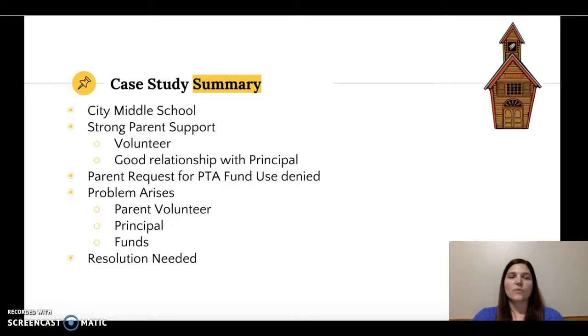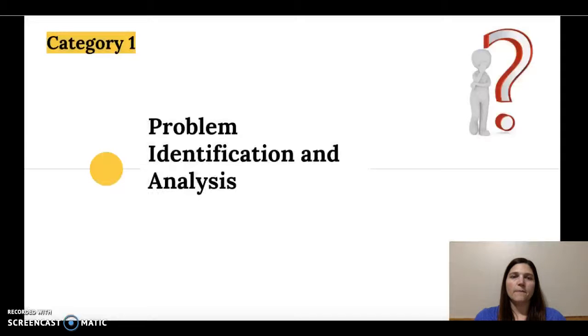However, the principal refused this funds request. Later, a problem arises where the principal suspects that there are some missing funds at some gate sales for tickets to a sporting event, and the parent who requested these funds is the parent that turned in the tickets and the money that night. So this problem is between the parent volunteer and the principal, and it is regarding possible missing Booster Club funds, and a resolution for this is needed.